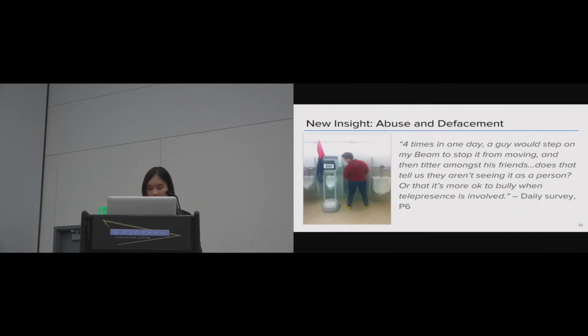Another insight that's been observed but not well documented in field studies was the incidence of pranking and abuse. So for example, "4 times in one day, a guy would step on my beam to stop it from moving and then titter amongst his friends. Does that tell us that they're not seeing us as a person, or that it's more okay to be bullied when telepresence is involved?"